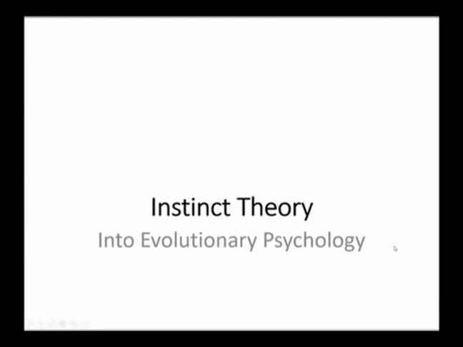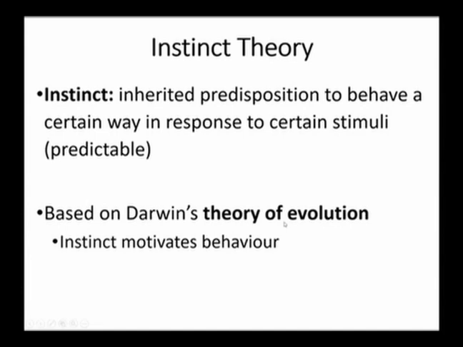And so we're going to start with our instinct theory and talk about how that gets us towards modern evolutionary psychology and those perspectives. When we're talking about an instinct, we're specifically talking about an inherited predisposition to behave a certain way in response to certain stimuli. So it's a predictable response to a particular situation. And instinct theory is going to be based rather heavily on Darwin's theory of evolution, bringing it all back together.